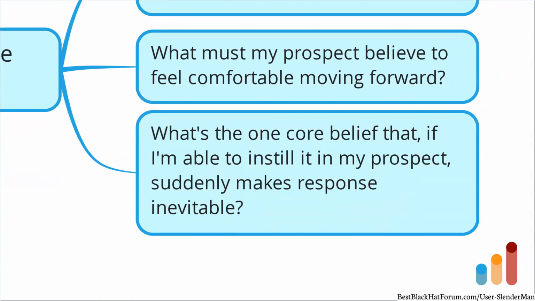If you're making an imminent prediction of a life-changing event, the core belief that you're going to have to instill in your prospect is that, yes, this is going to happen and it's going to be something that you are going to have to respond to. And I have the best response for that. And if you can narrow it down and really focus on what that one core belief is, and you're able to instill it in your prospect, you will make response inevitable. You will get response from your copywriting.